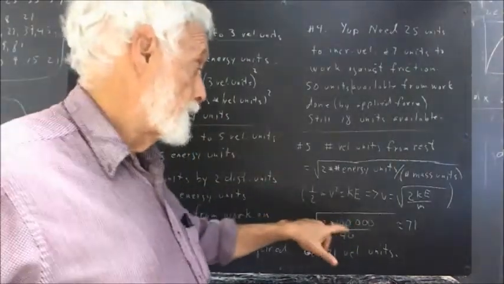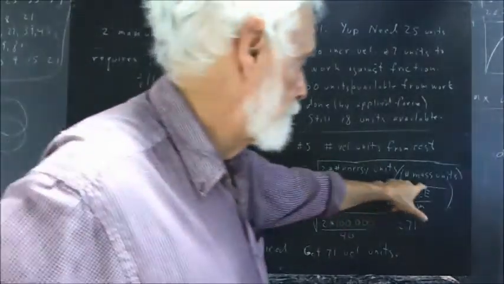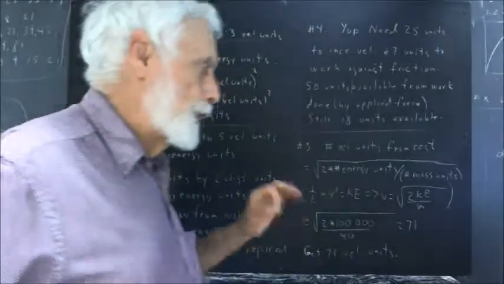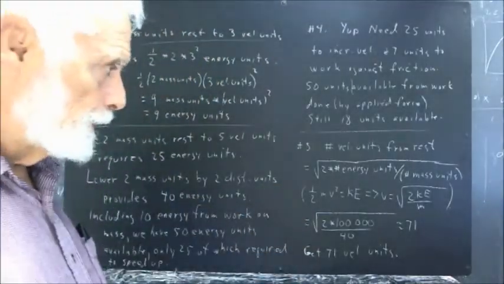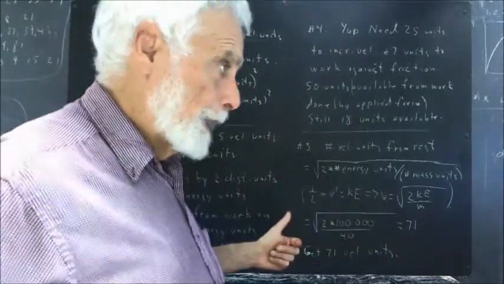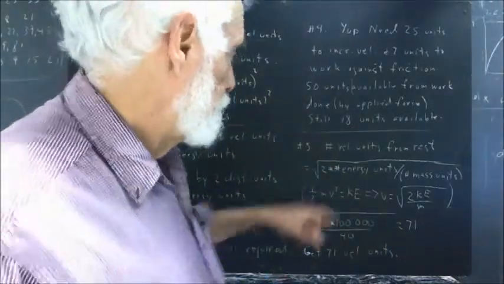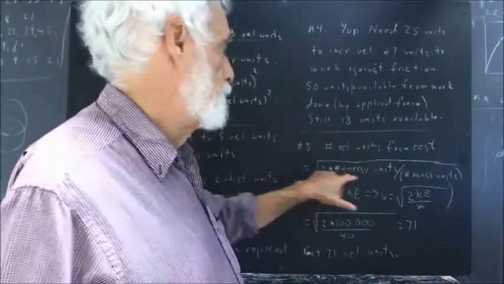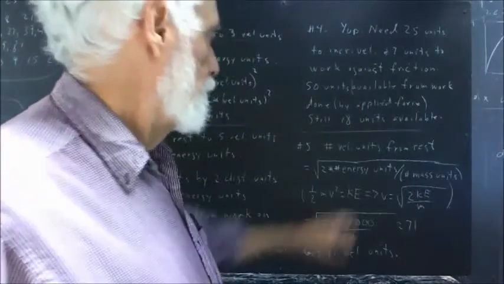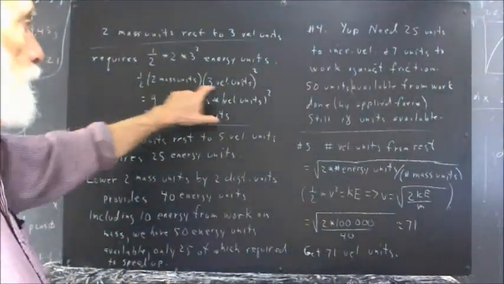Now, if this is the case, then we can easily solve for v, and we get the square root of 2 times kinetic energy divided by m. So if we have 100,000 energy units available, how fast can we get this 40 mass units going from rest? Well, it's going to be the square root of 2 times the number of energy units divided by the number of mass units.